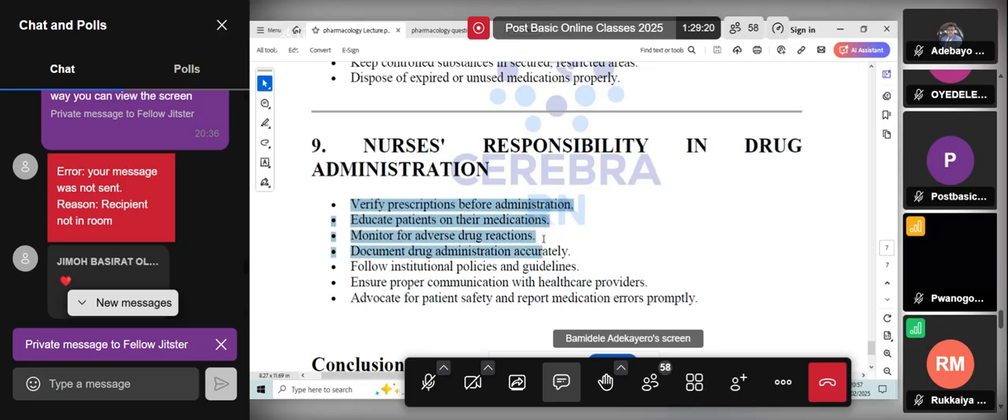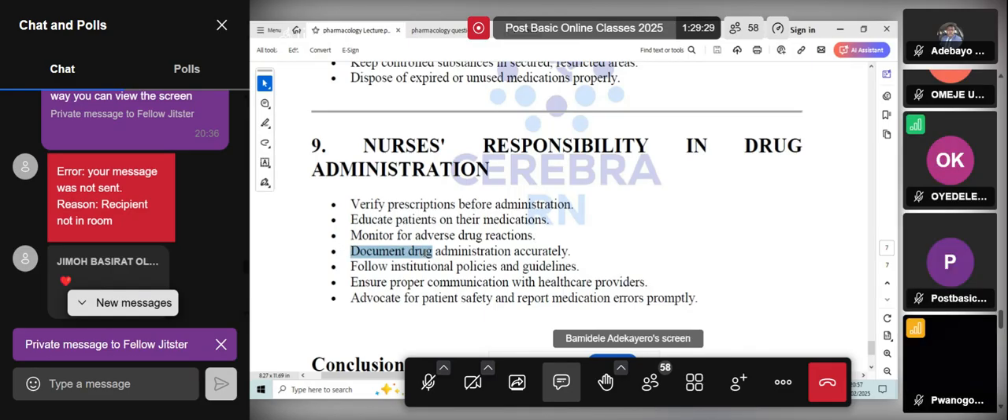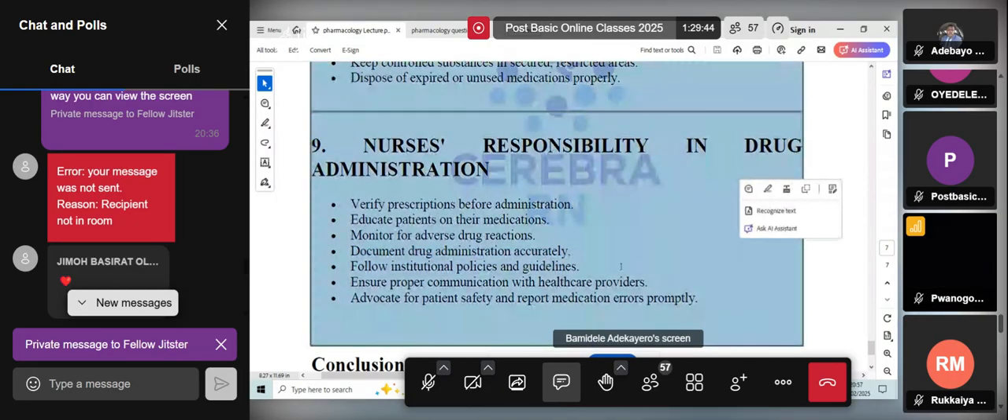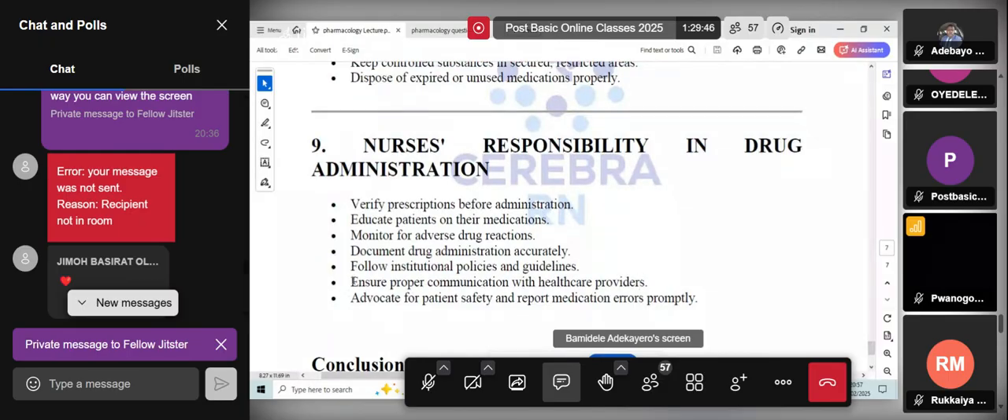You monitor for adverse effects, not just giving medications, making sure that they are having the desired effect. You document accurately. You follow your hospital policy. You must follow hospital policy because that is what will help you in case there's any issue. If you follow the hospital policy and there's an adverse reaction, as long as you are following the hospital policy, you'll be covered. It will not be put down as an error on your part.